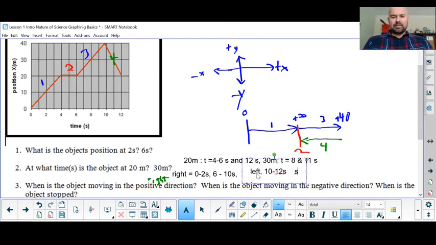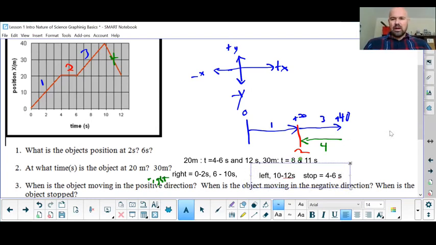And then finally stopped is just section 2. So when it's stopped, that's 4 to 6 seconds. Okay. So those are the answers to number 3 with the directions and what's going on there. So again, I don't think that's overly challenging, but you just have to think about the motion and what this is showing you.